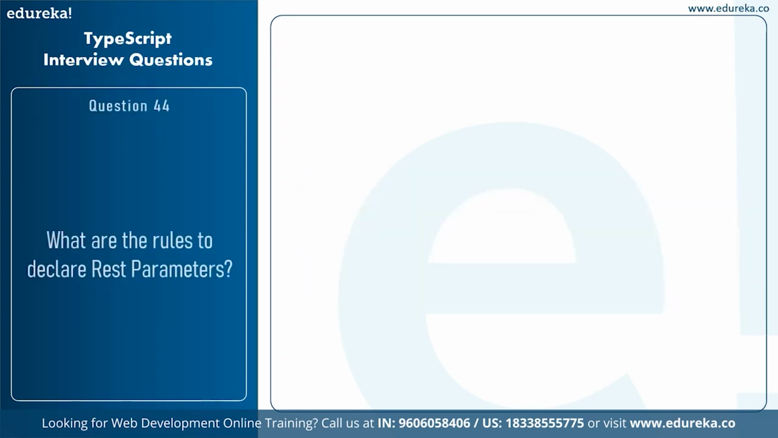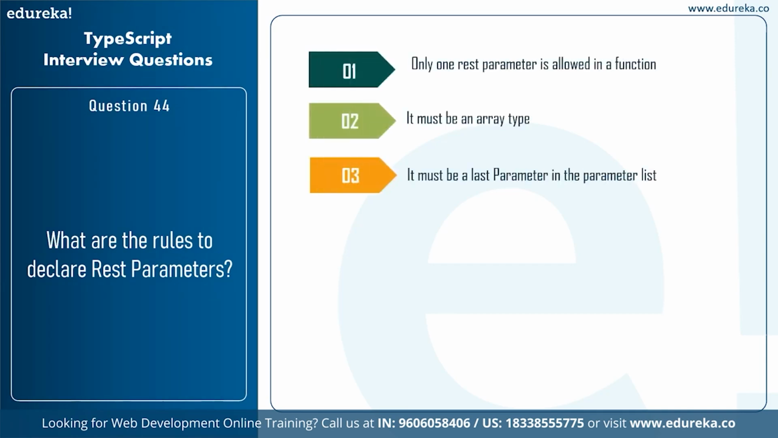Moving on, what are the rules to declare REST parameters? Now, while declaring REST parameters, you need to follow certain rules. So, only one REST parameter is allowed in a function, and it must be of an array type. And finally, it must be the last parameter in the parameter list.